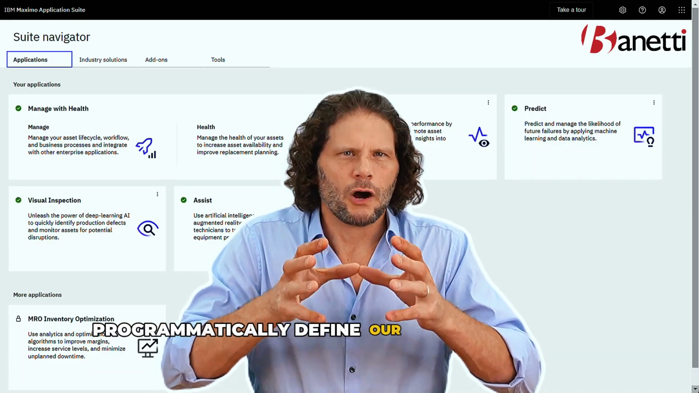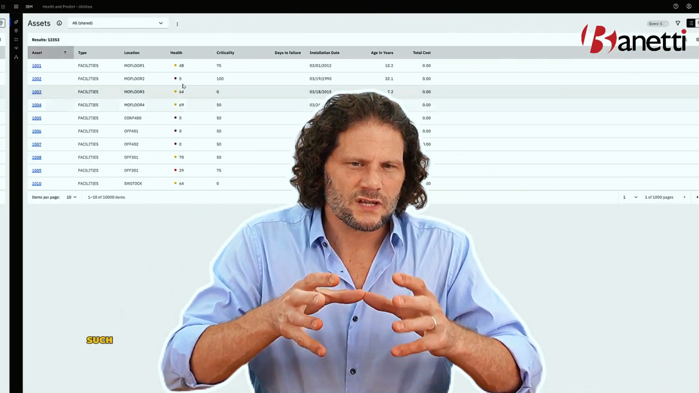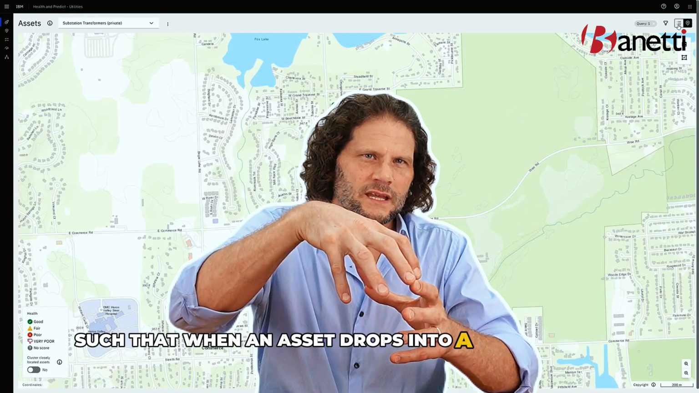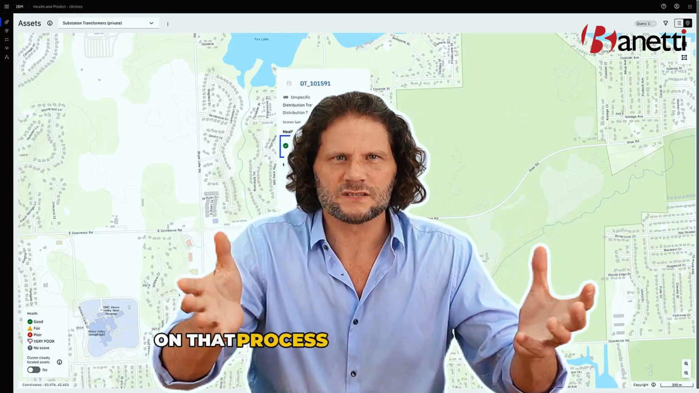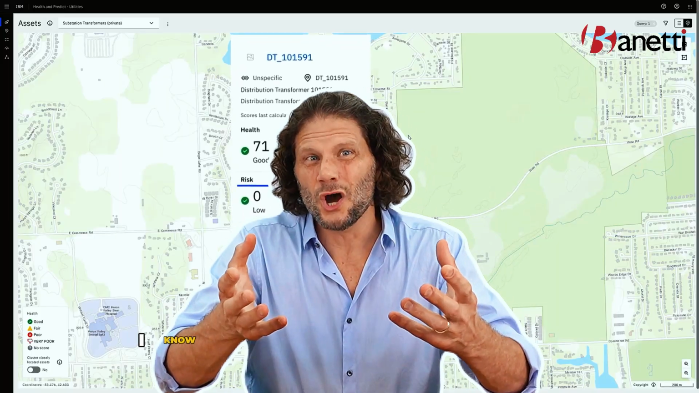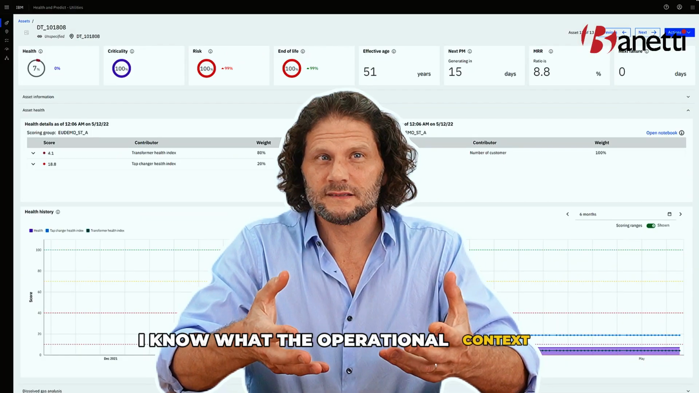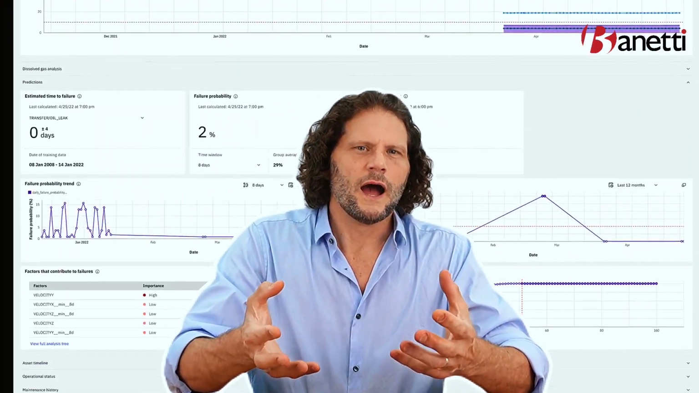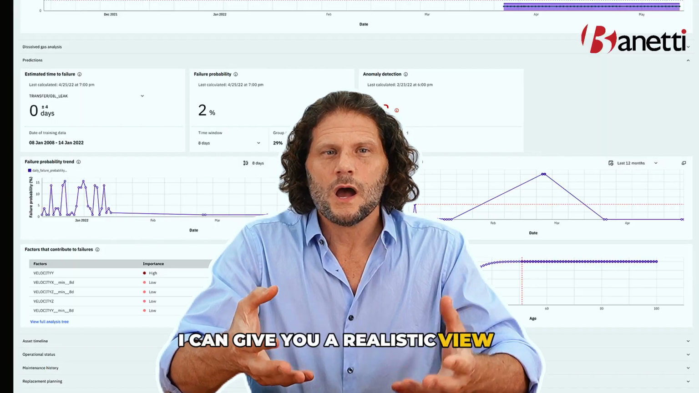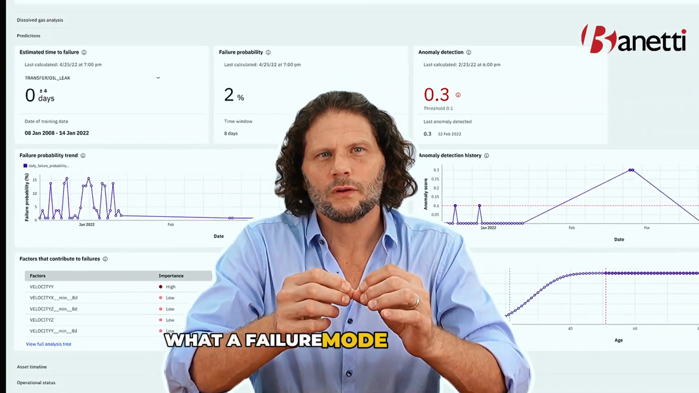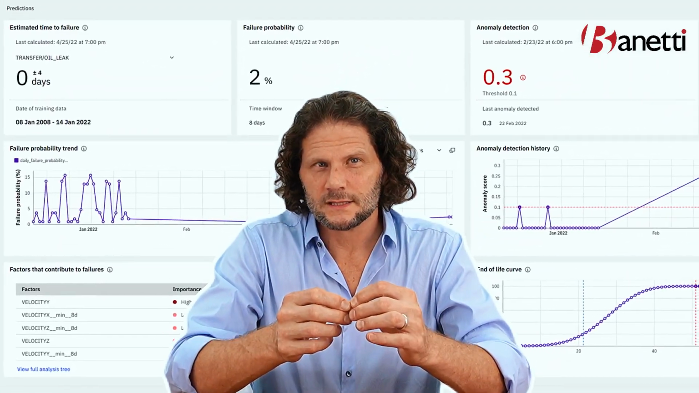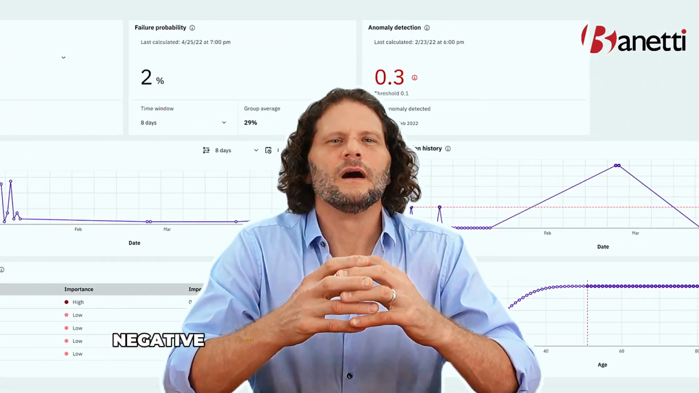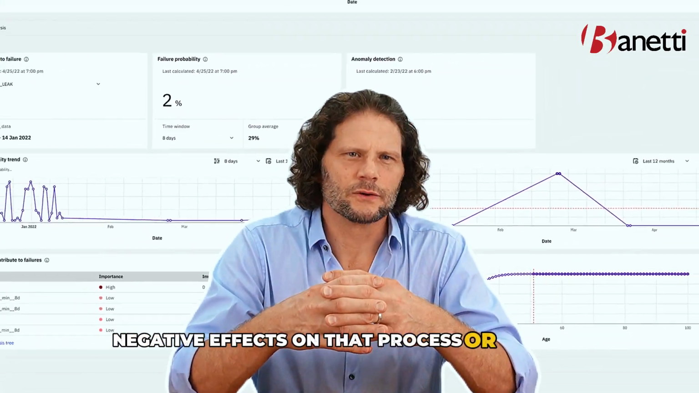scientifically, programmatically define our processes and use cases, such that when an asset drops into a given position on that process within that use case, I know what the operational context is, I understand what the operational expectations are, and therefore I can give you a realistic view of what a failure mode will generate in terms of negative effects on that process or use case. It's always deep water.